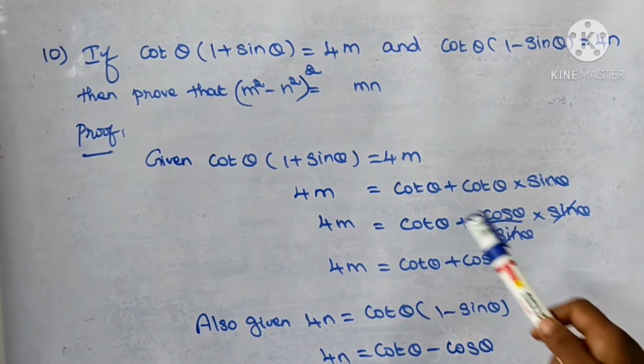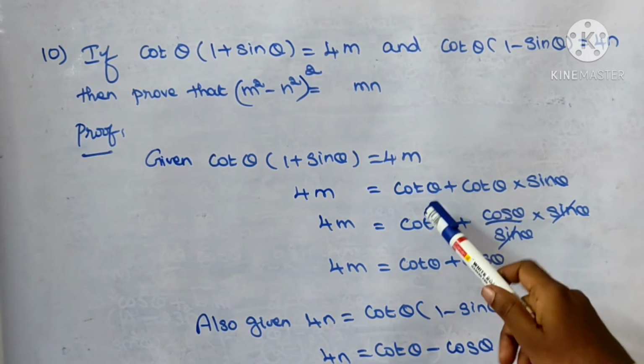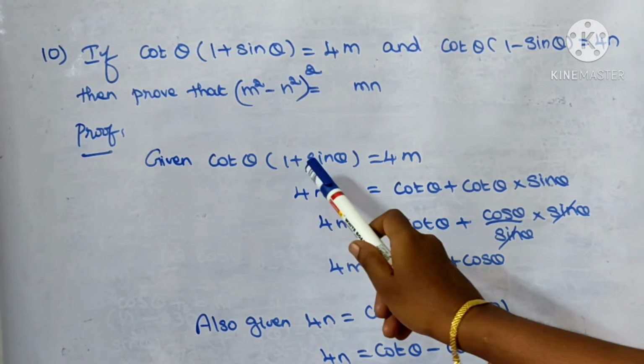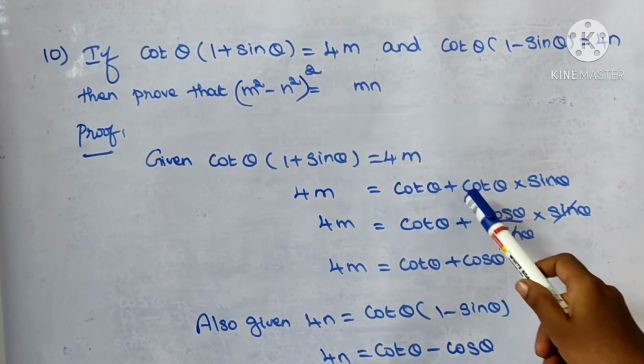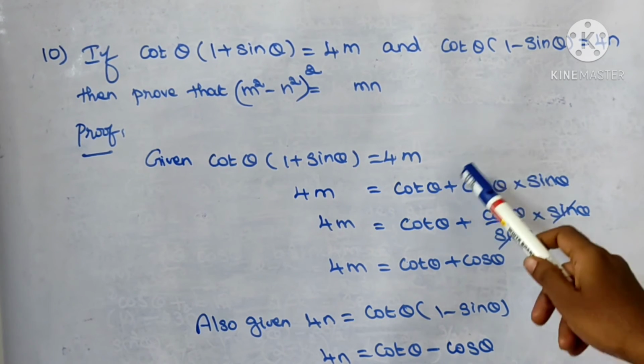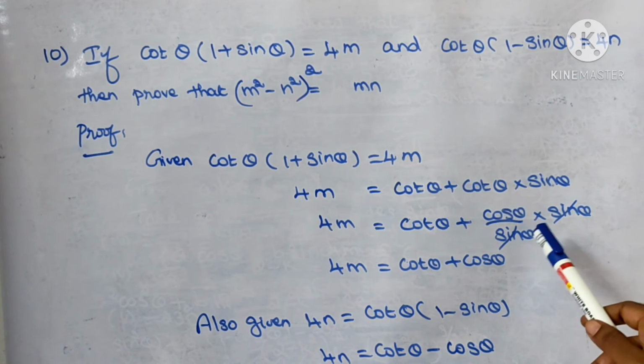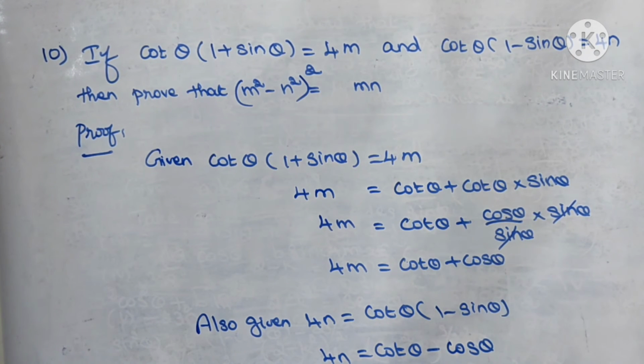Write the given value. Given cot theta into 1 plus sin theta is equal to 4m. So for 4m, we take cot theta inside. So cot theta plus cot theta into sin theta. The important result is cot theta is cos theta by sin theta. So sin theta and sin theta cancel. We get the balance part: cot theta plus cos theta. Also given 4n is cot theta into 1 minus sin theta. So this reduced form is cot theta minus cos theta.